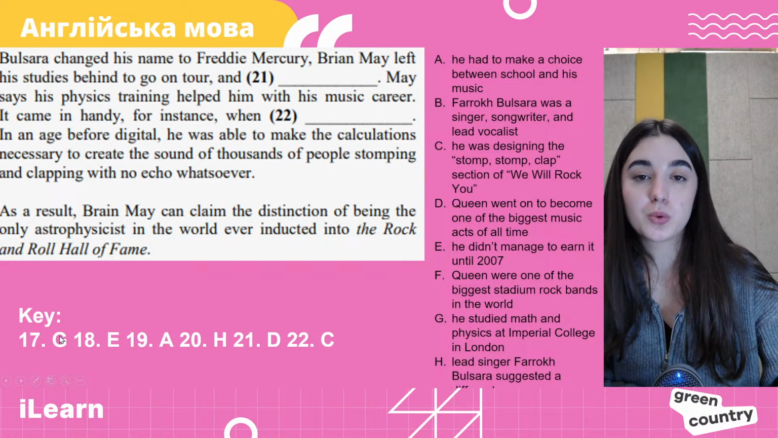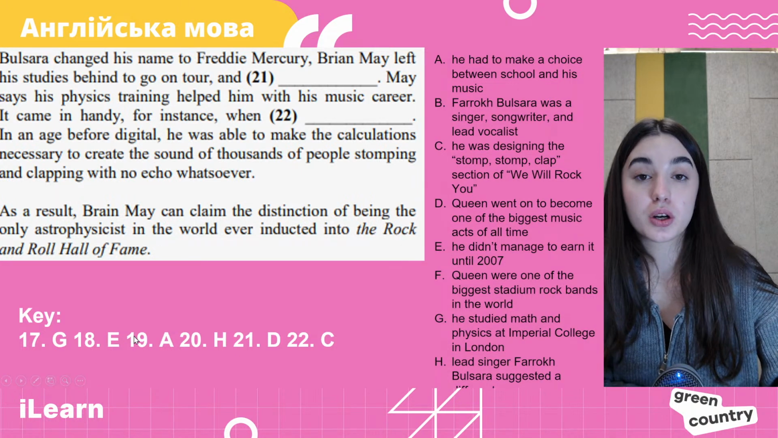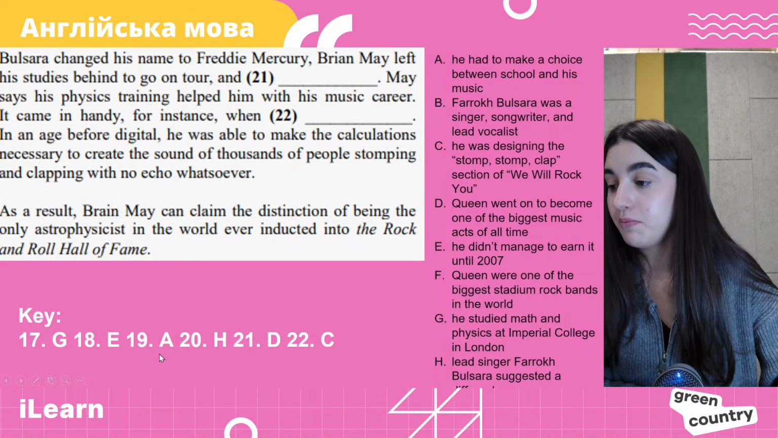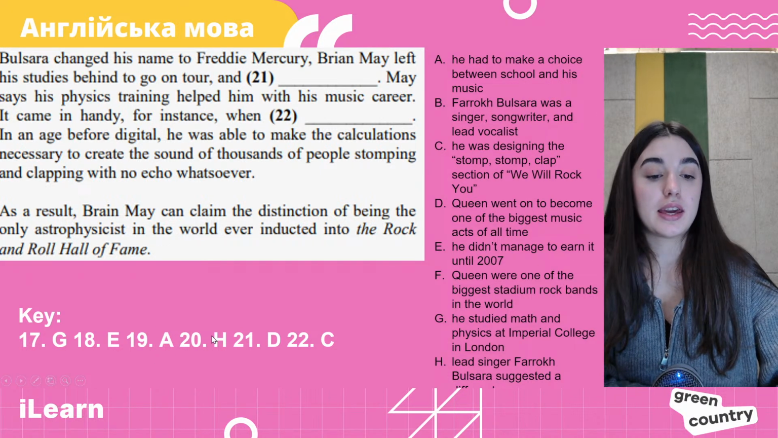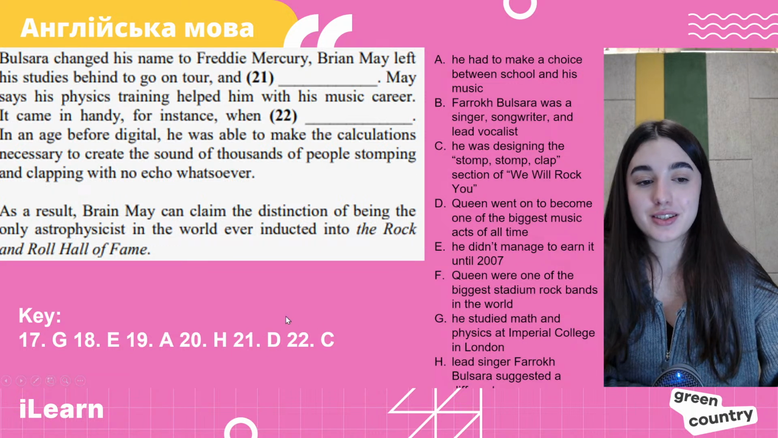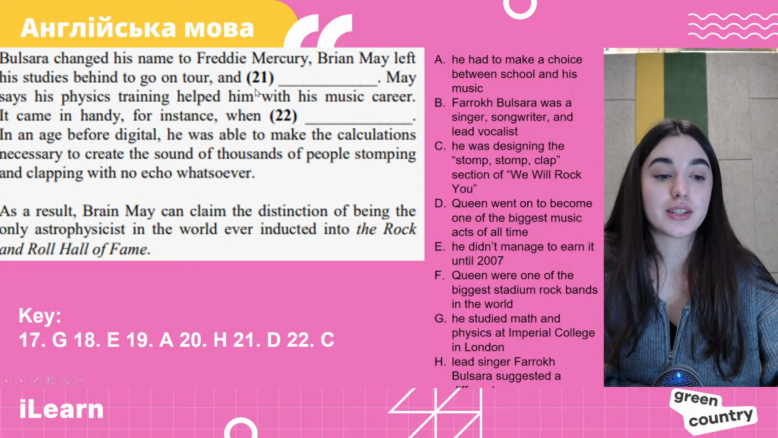So 17 was G, you were correct. 18 was A, and you were also correct. 19 was A, you said correctly. The next was H, you were correct. And here you had some questions. I could see that. So in 21 we had D.